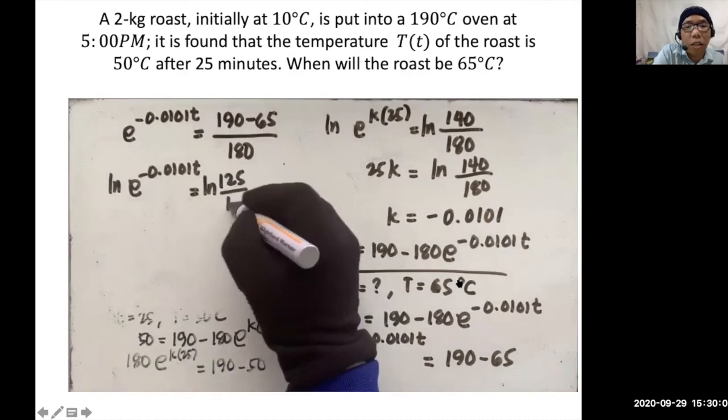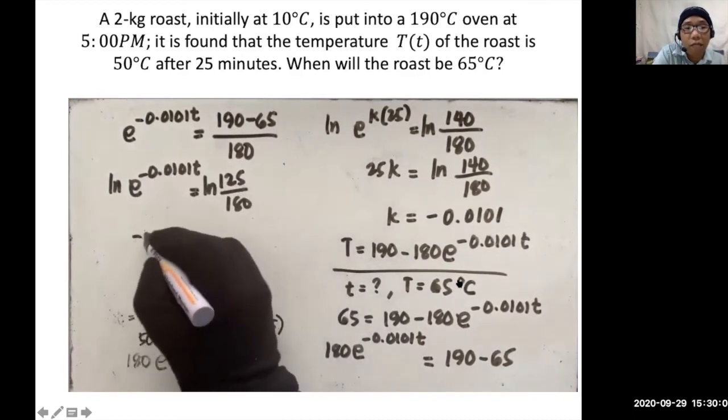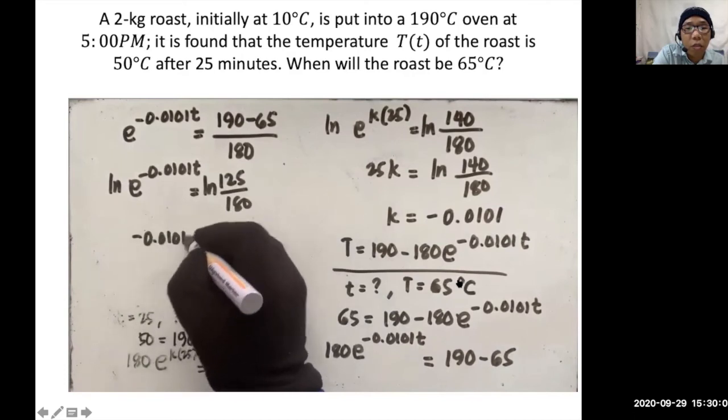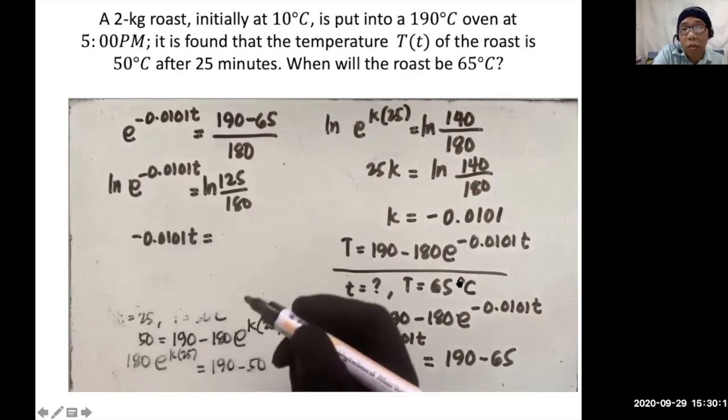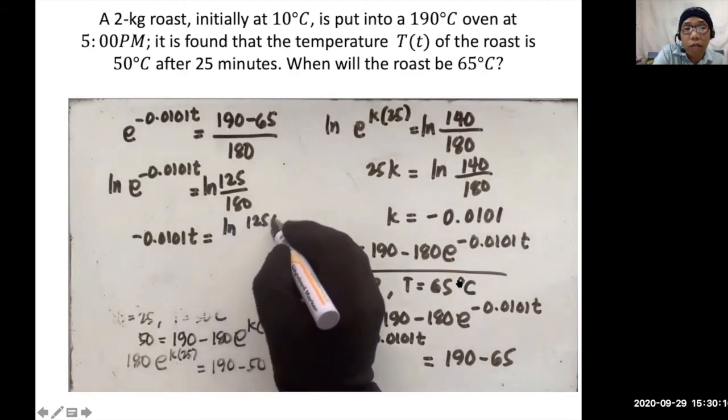So 190 minus 65 is 125 divided by 180. Take the ln both sides of the equation. So you have minus 0.0101 times t. ln of v is equal to 1. So, ganun na. So ln of 125 over 80.